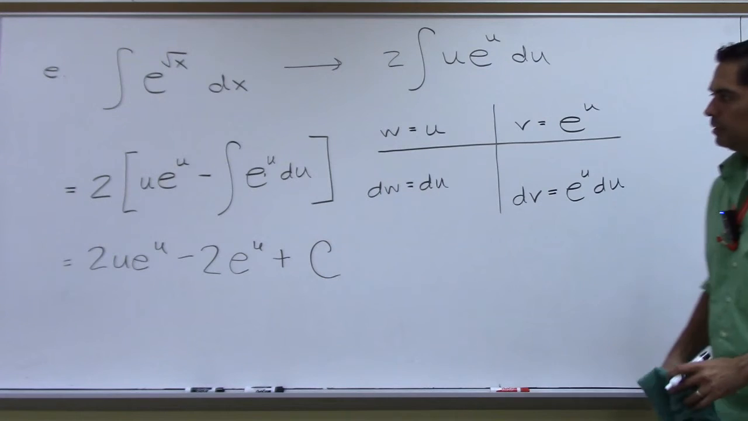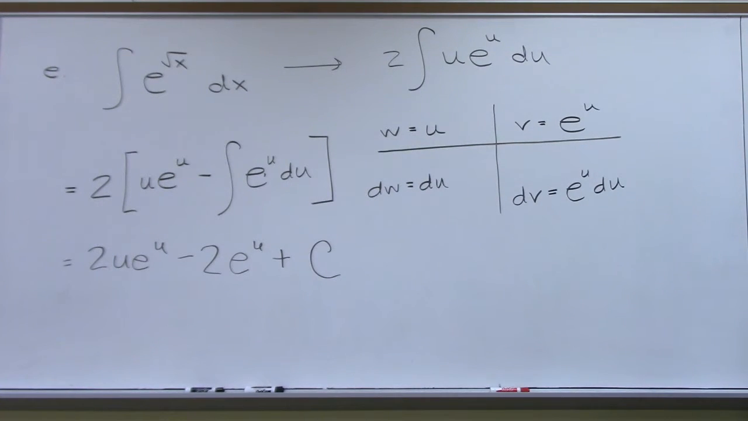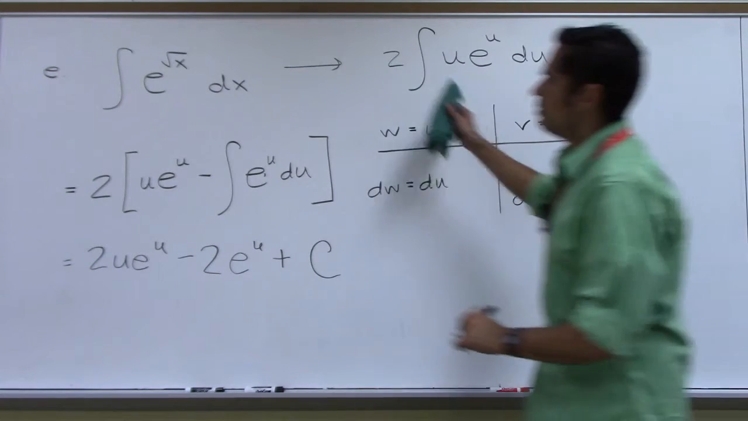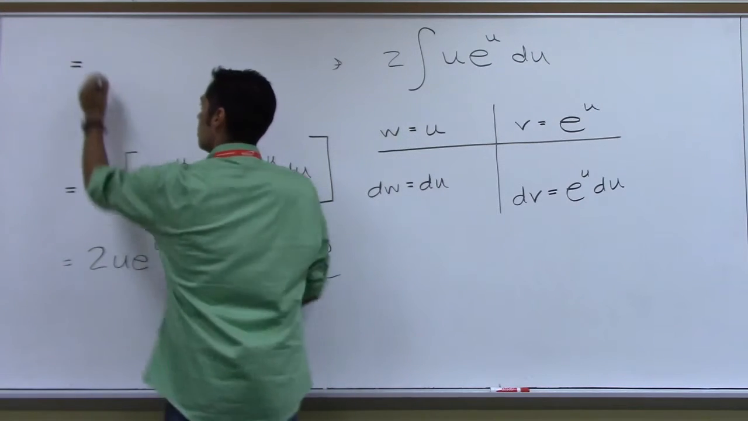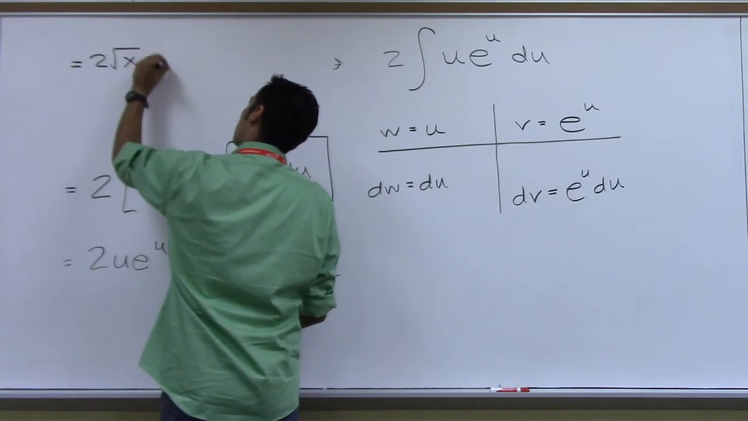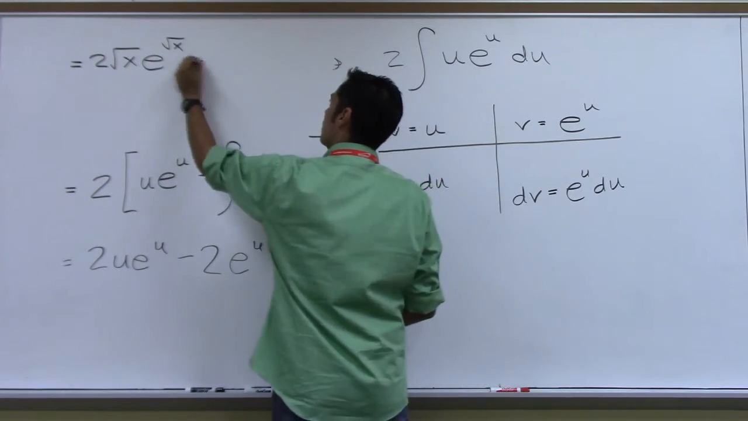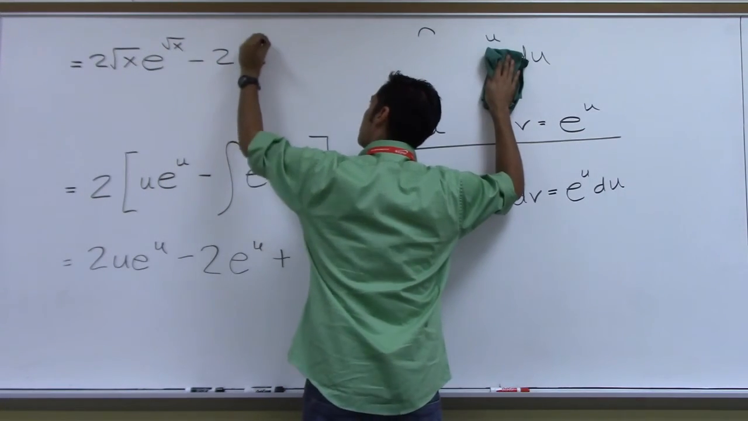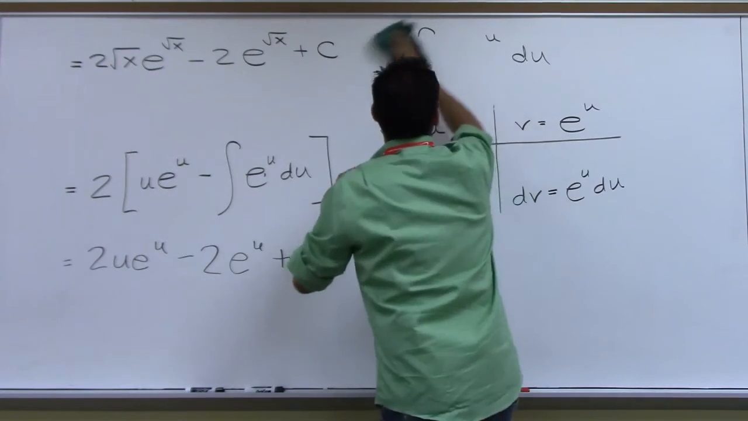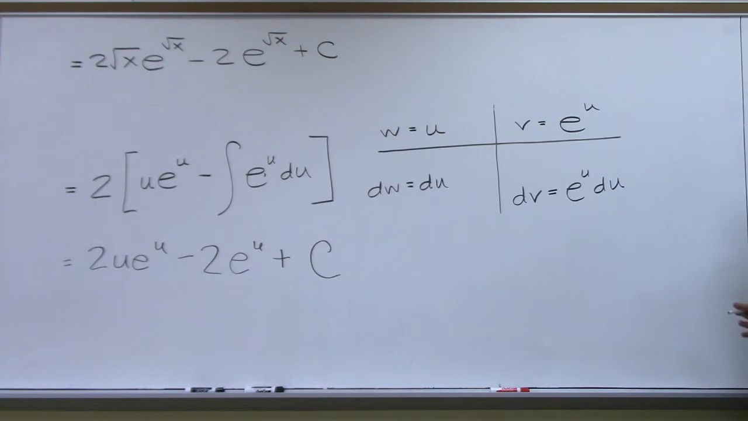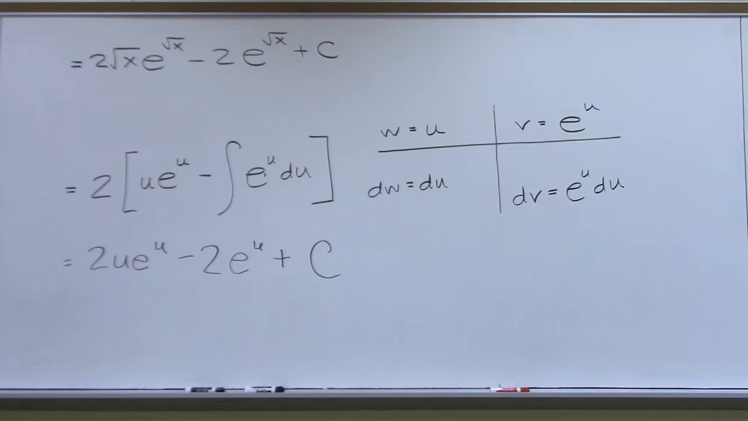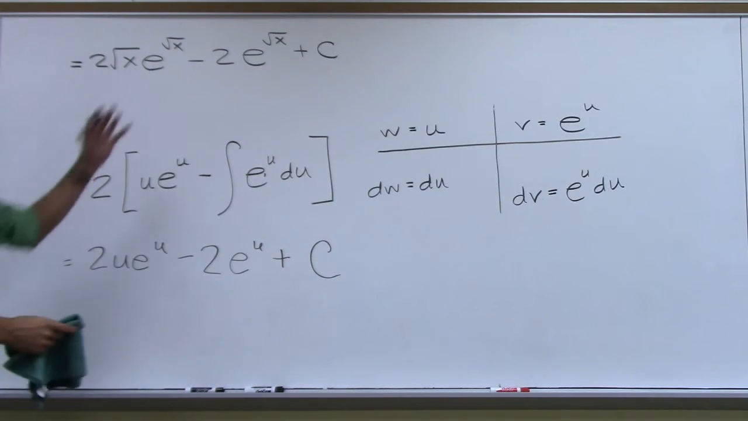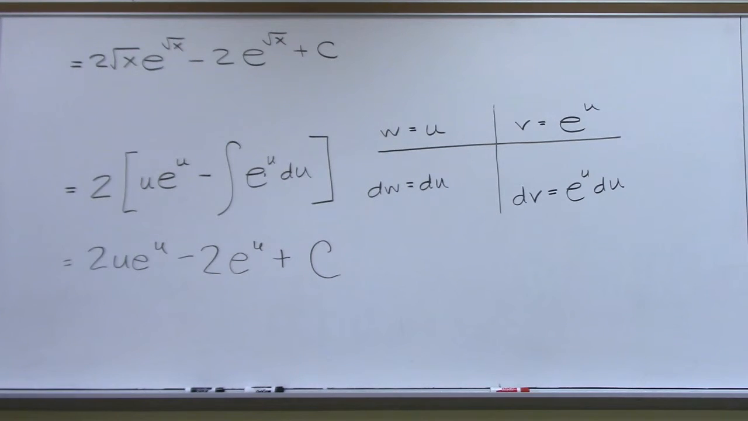Boy, that looks terrible. What was u? Square root of x. So the final answer should be equal to 2 root x e to the root x minus 2 e to the root x plus c. Of course that's the antiderivative of e to the root x. If you're having trouble seeing that, then you got problems, right? Okay, so everyone follow me on this?